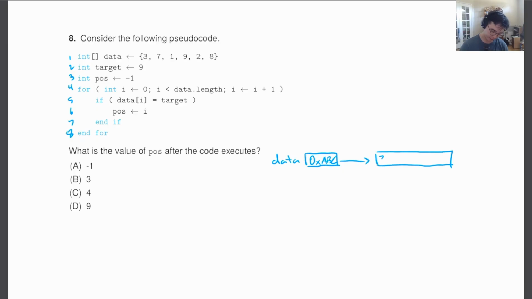And I have 3, 7, 1, 9, 2, oh, too small, 8. And now I have another variable called target, and it has a value of 9. And on line 3, I have another variable position, which has -1.